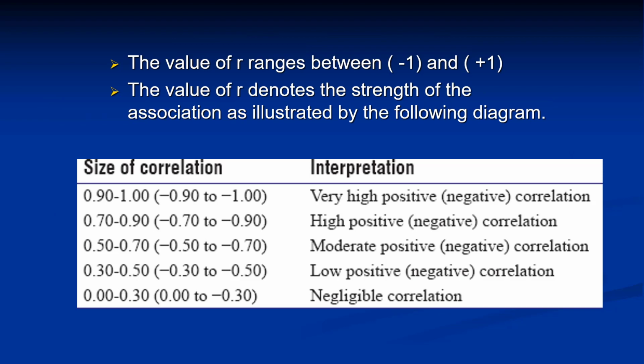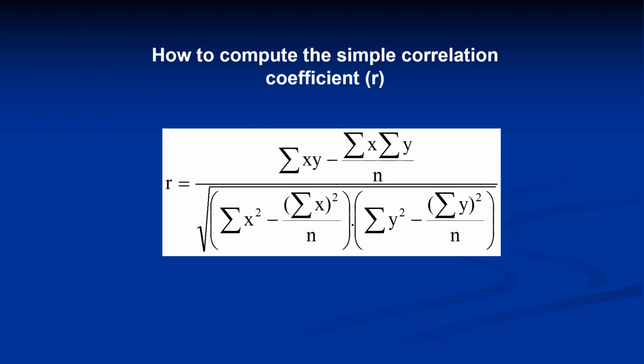The Pearson correlation coefficient can take on values between -1 and 1. The further away R is from zero, the stronger the linear relationship between the two variables. Here is the rule of thumb that can guide your interpretation of R. Typically, we look for a correlation coefficient larger than 0.5, as it is an indication of either moderate or high correlation. Here is the formula for the simple correlation coefficient R.